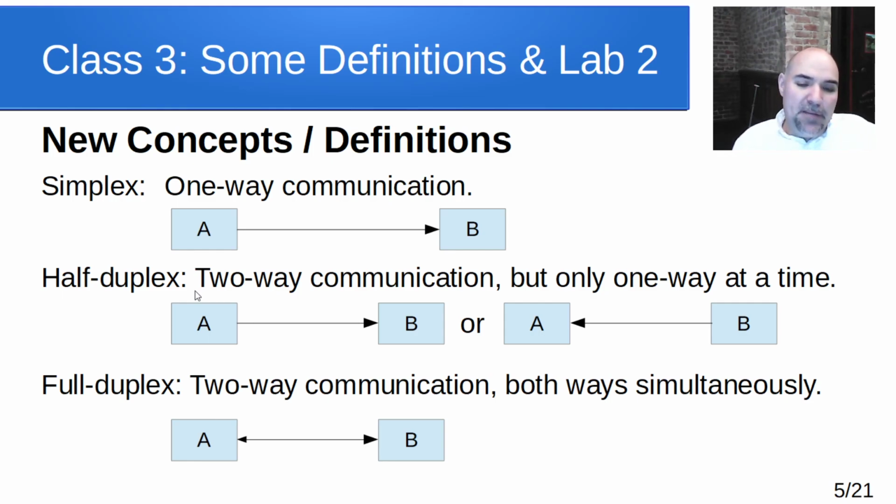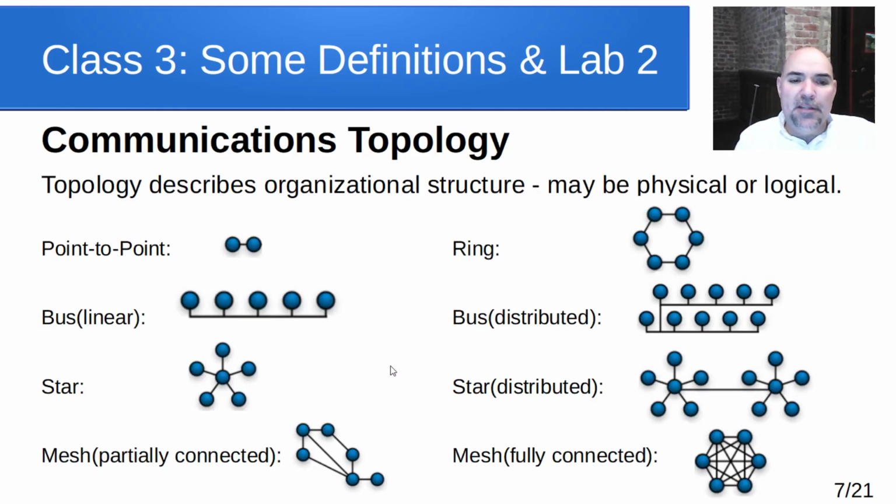And then full duplex is two-way communications where both ways can happen simultaneously. So something like that would be a telephone. You can be talking while they're talking. You can talk over each other. You might not be able to get the message through if you're all talking over each other. But that's the idea, two-way communication both ways simultaneously.